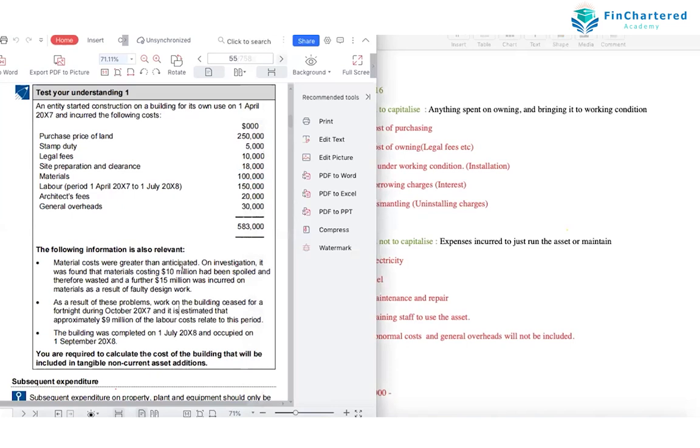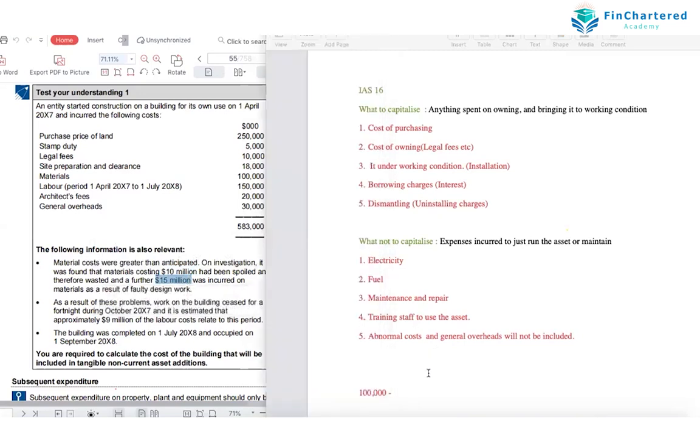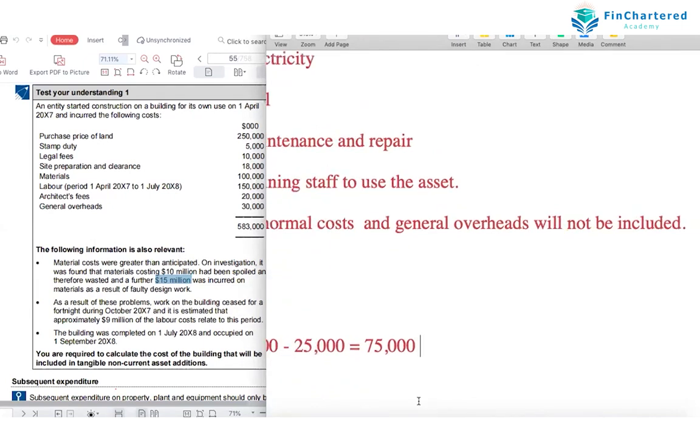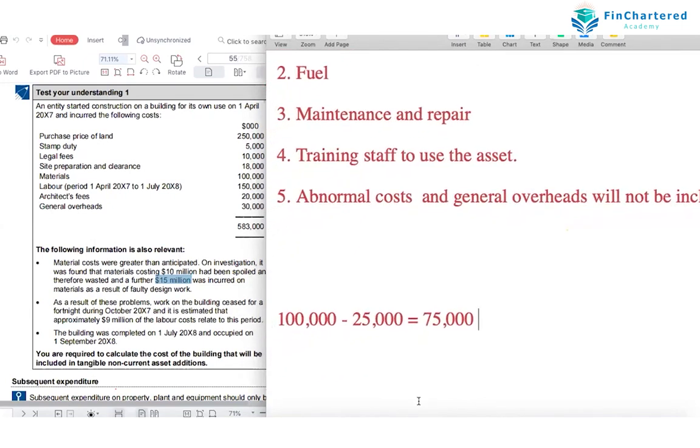15 plus, no, 10 is also abnormal. 10 is spoiled plus 15, both the figures. How much is abnormal? 25 is abnormal. So from 100,000, 25,000 is abnormal. Only the remaining will be capitalized. So how much will be capitalized? Only 75,000 will be capitalized, because 25,000 is abnormal.